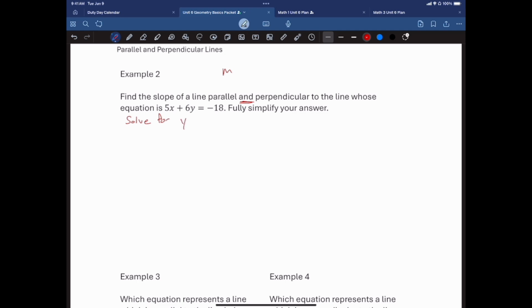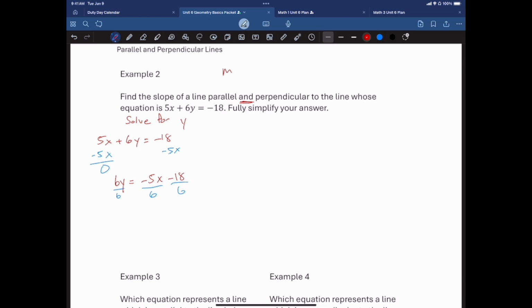Right? So if I have 5x plus 6y equals -18, I want to get the 6y by itself, so I need to get rid of 5x. Well, we're going to not get rid of, we're going to move 5x to the other side, right? So this is going to end up being 0, and we're going to be left with 6y equals -5x minus 18. Again, we're trying to get the y by itself, so I need to divide everything by 6. So I'm going to take each term and divide it by 6.